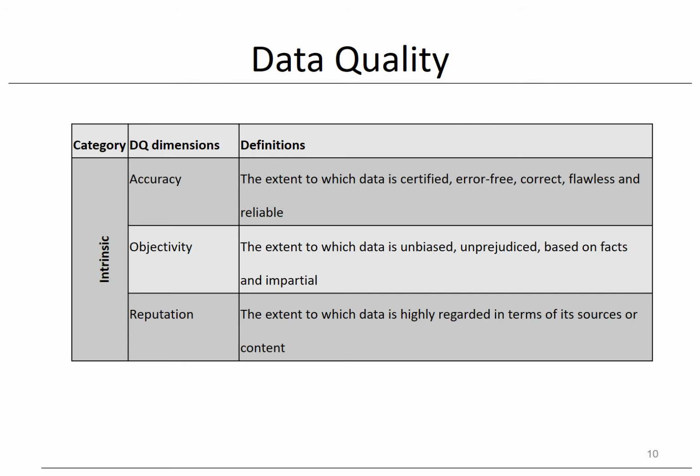The intrinsic category represents the extent to which data values are in conformance with the actual or true values. It denotes that data should have good quality. Example dimensions are accuracy, objectivity, and reputation, as you can see defined here.